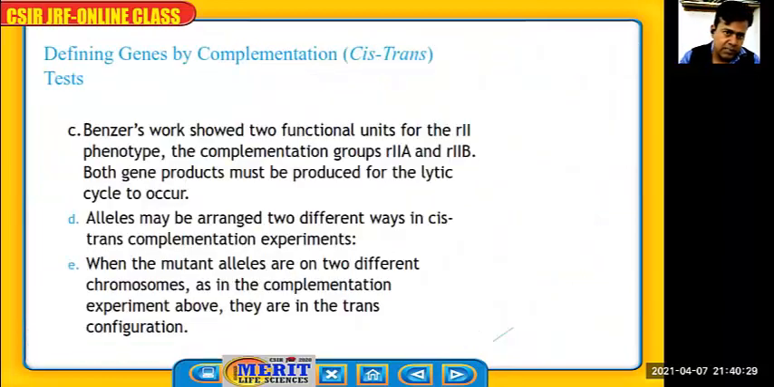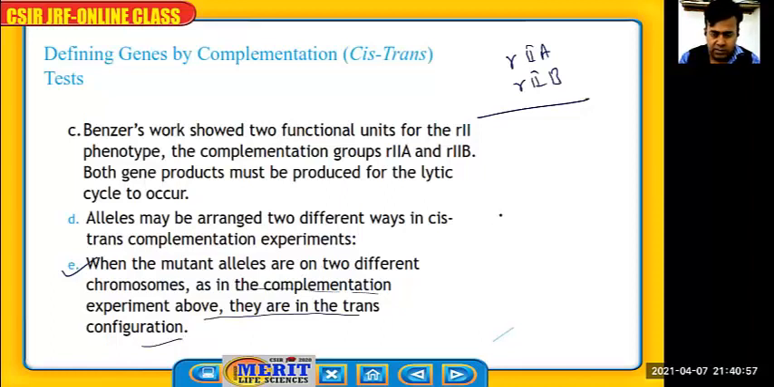Okay. So Benzer's work showed two functional units for the R2 phenotype, complementation groups R2 A and R2 B, and both gene products must be produced for the lytic cycle to occur. Alleles may be arranged in two different ways in the cis-trans complementation experiment. When the mutant alleles are on two different chromosomes, as in the complementation experiment, they are in the trans position. So I think this concept is clear.